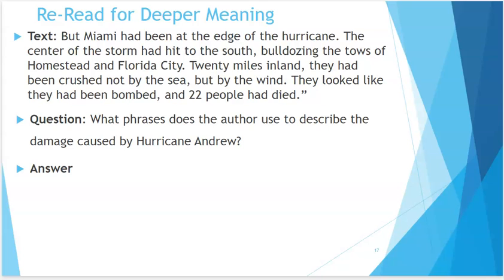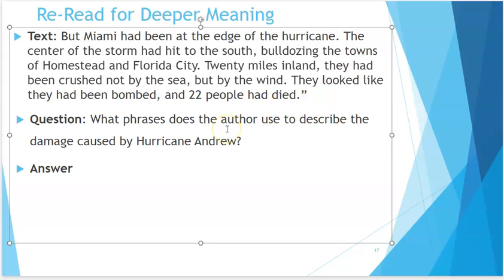We reread parts of the text and asked questions. So this is a portion of the text right here: Miami had been at the edge of the hurricane. The center of the storm had hit to the south, bulldozing the towns of Homestead and Florida City, 20 miles inland. They had been crushed not by the sea, but by the wind. They looked like they had been bombed and 22 people had died. The question is, what phrases does the author use to describe the damage caused by Hurricane Andrew? Again, we're focused on descriptions, vivid language, things that help us picture the scene in our head, right?